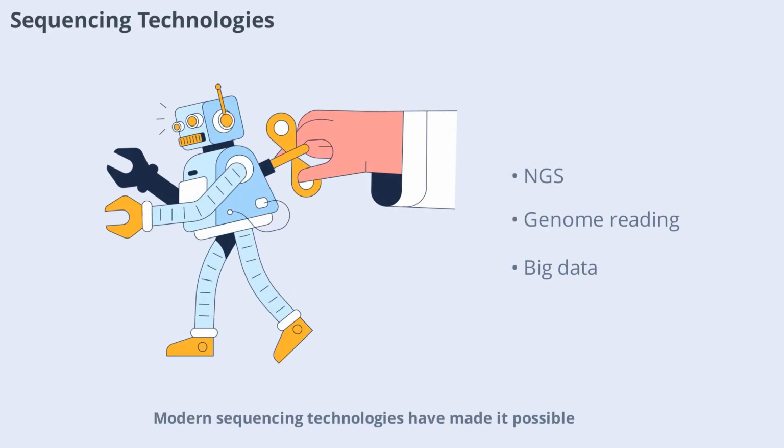Modern sequencing technologies have made it possible to read entire genomes quickly and affordably. Techniques like next-generation sequencing, NGS, generate massive amounts of data, enabling researchers to study genetic variation, disease, and evolution on an unprecedented scale. Interpreting this data requires advanced algorithms and powerful computers, but the insights gained are transforming biology and medicine.